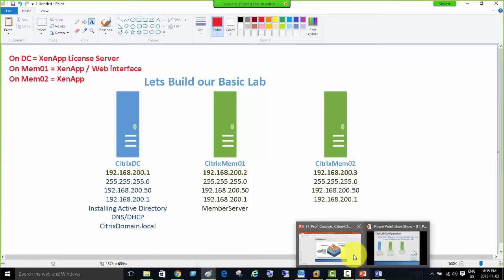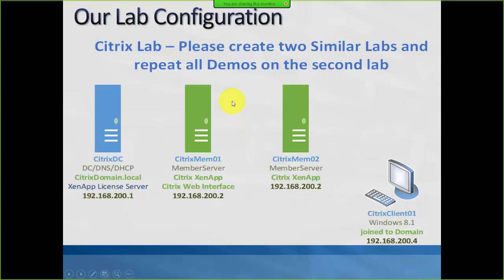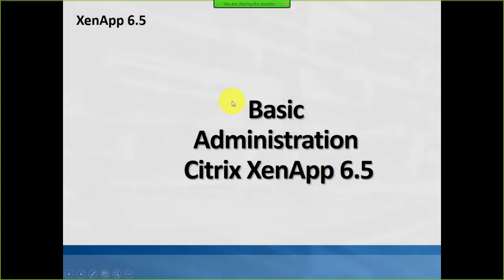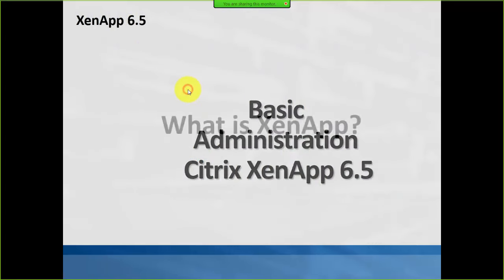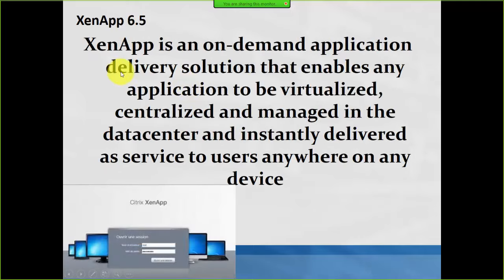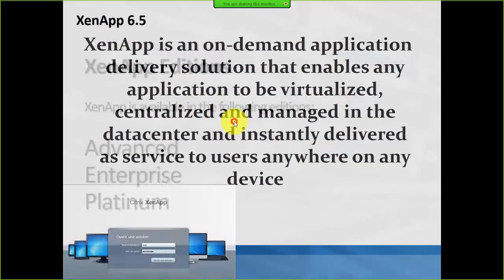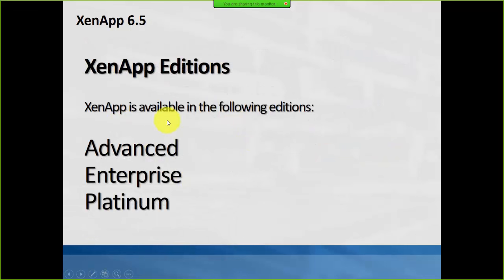But if I go through some of the other concepts quickly here, there's that basic administration. So what is ZenApp? We already talked about that. ZenApp is an on-demand application delivery solution that enables any application to be virtualized, centralized, and managed in the data center. We know that. There are three versions. During the installation, 3 editions will be coming up: Advanced, Enterprise, Platinum. The lowest one with the fewest features is Advanced. Then Enterprise has more features. Then Platinum has all the features.